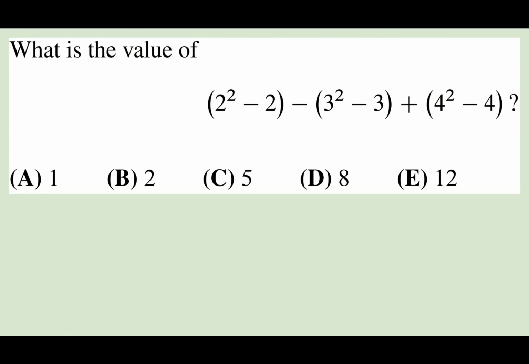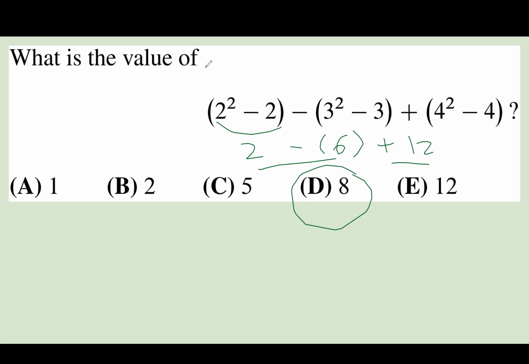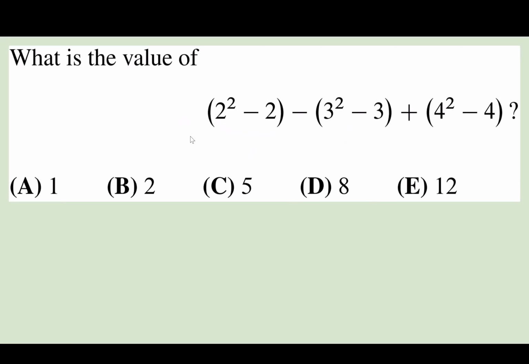All right, number one, what is the value of 2 squared minus 2 minus 3 squared minus 3 plus 4 squared minus 4? All right, let me get my pen here. So 2 squared minus 2 is 2, minus 9 minus 3 is 6, plus 16 minus 4 is 12. 2 minus 6 is negative 4. Negative 4 plus 12 is 8. So our answer should be D, 8. Easy schmeezy, right?